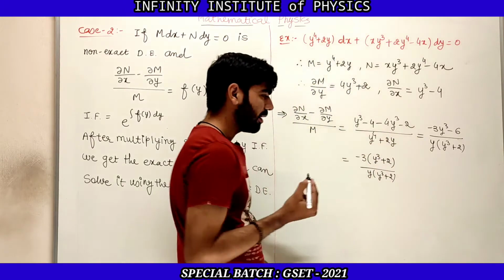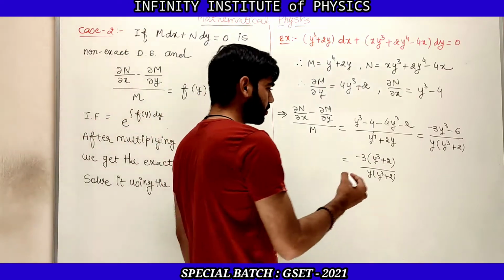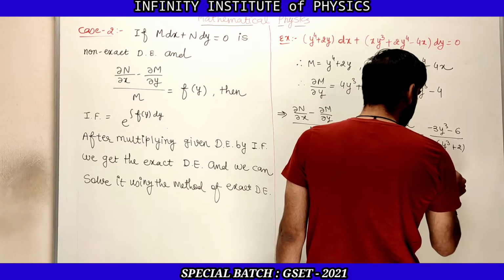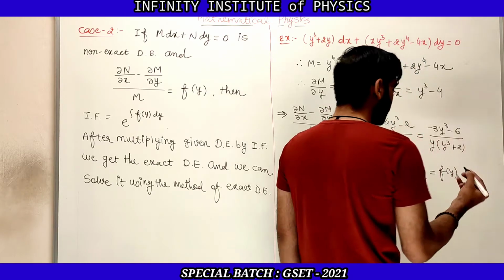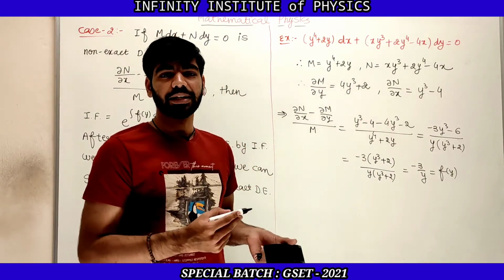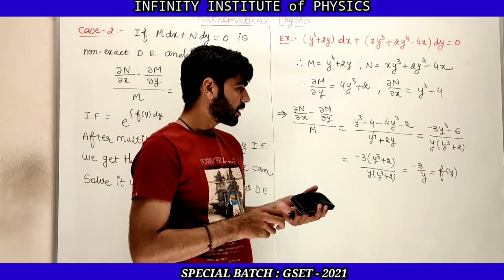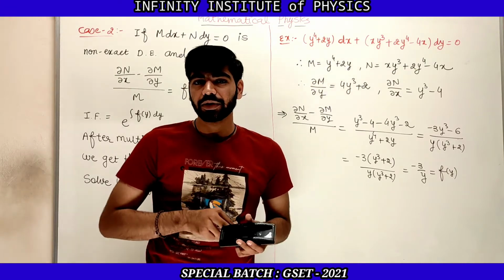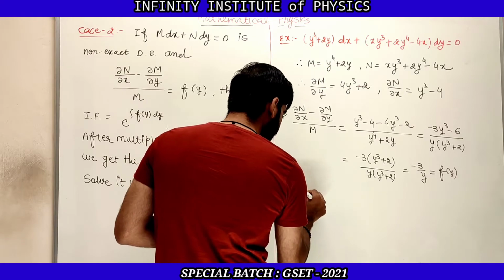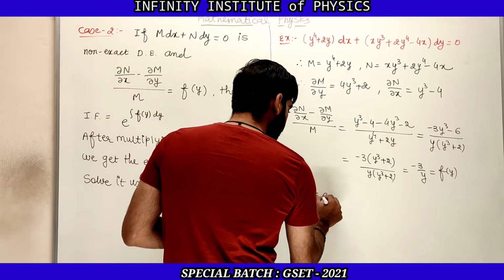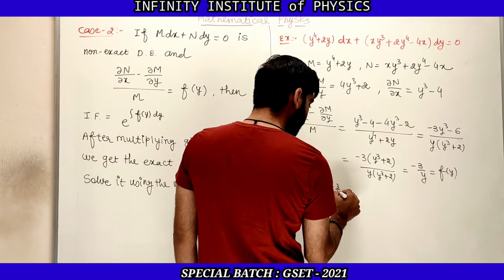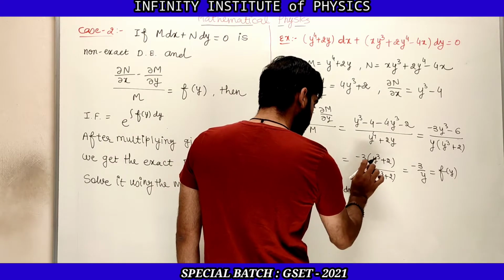Now y cube plus 2 will cancel out, and the remaining term is only minus 3 by y, which is a function of only y, because there is no term of x, only a term of y. So minus 3 by y is only a function of y, and therefore the integrating factor will be e raised to integration f of y dy, where f of y is minus 3 by y dy.